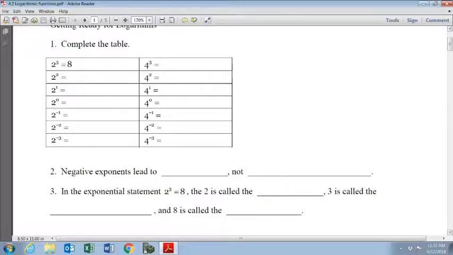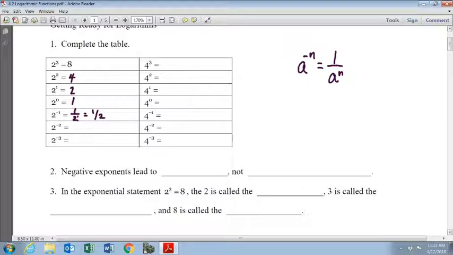Here we're writing down some powers of 2 and powers of 4. Of course, 2 squared is 4. 2 to the first power is 2. Anything to the 0 power we've learned in the past is 1. And 2 to the negative 1 power, remember we have a property: a to the minus n power is 1 over a to the positive n power. So that's what we're using here. Here this would be 1 over 2 to the first power, which is just 1/2.